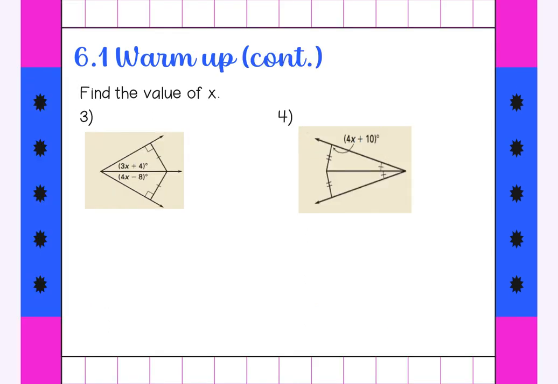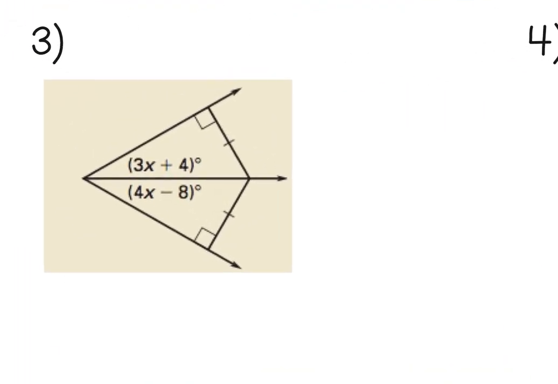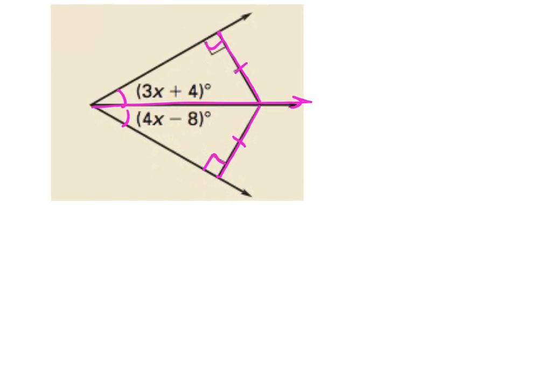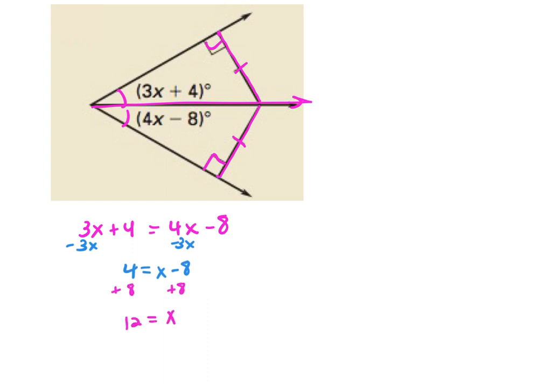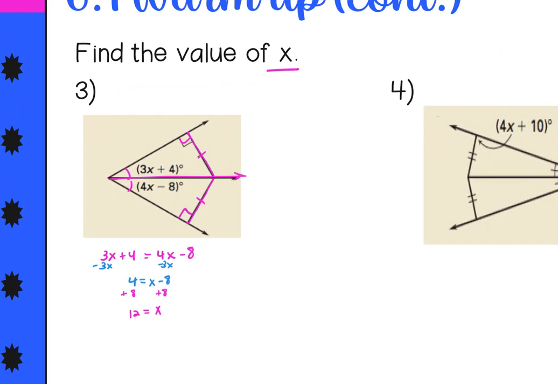All right, now we're dealing with the angle bisectors. So the angle bisector is, well, if the sides are equidistant from a point on the angle, and I know it because of the right angles, and these are marked, then it lies on the angle bisector. So if this is the angle bisector, these two are congruent. 3x plus 4 would equal 4x minus 8. Subtract the 3x. 4 equals x minus 8. Add the 8. And x equals 12. And this time, we're finding the value of x. So we're done.